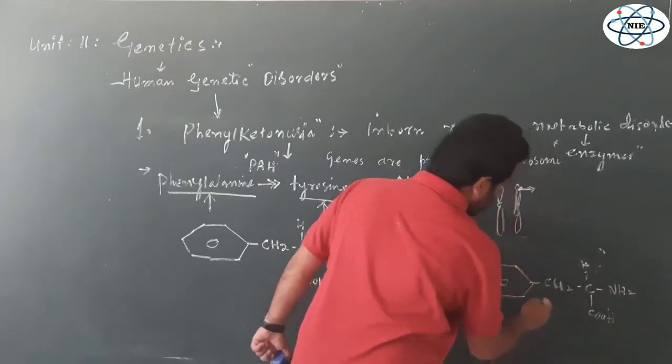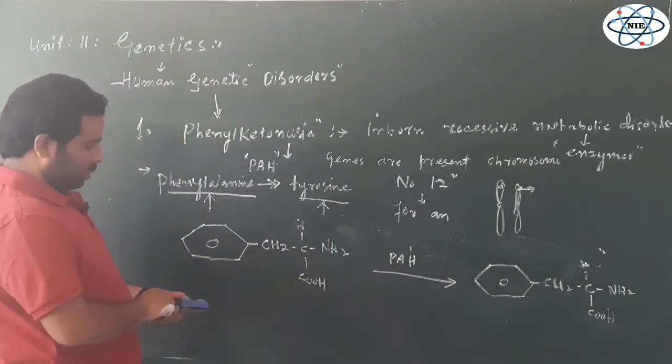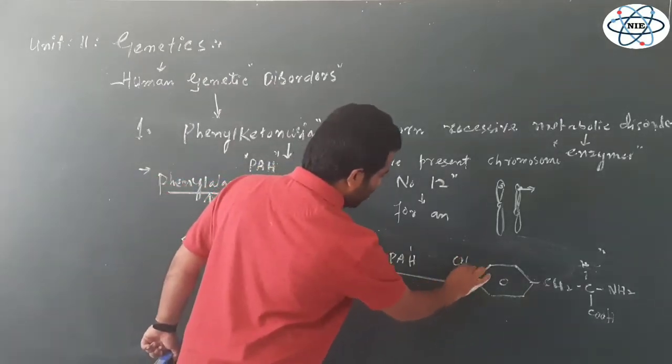Now what is the difference between this one and this one? If you can see these structures, there is a simple difference: this enzyme will add a hydroxyl group here, an OH group here.